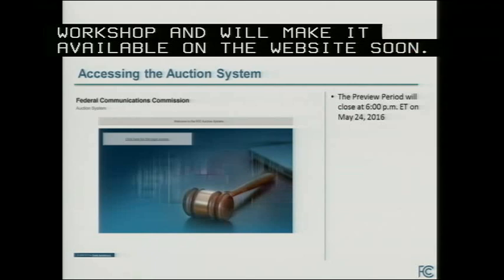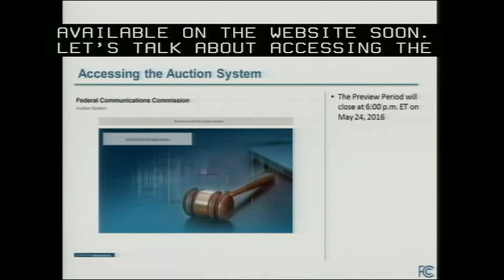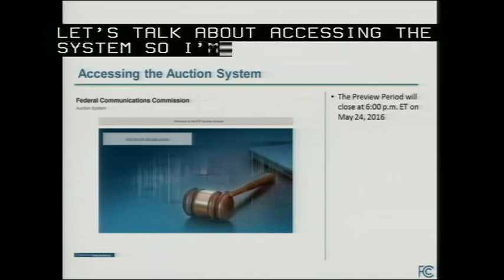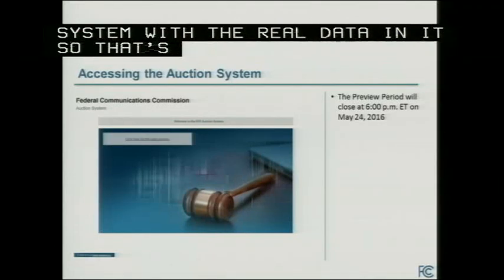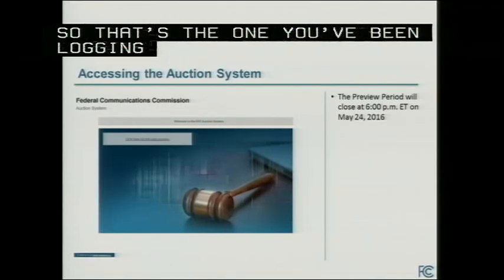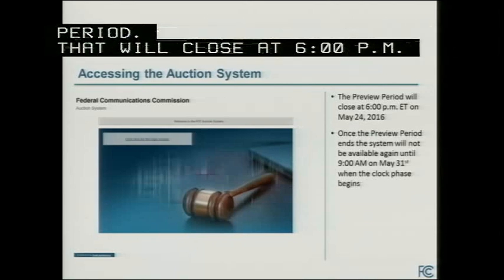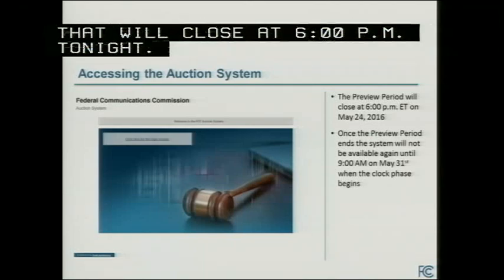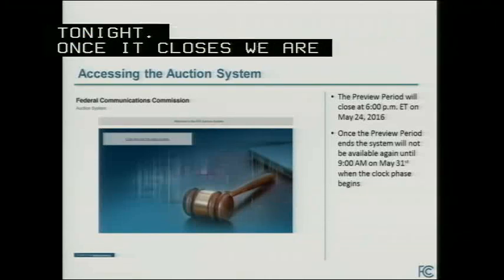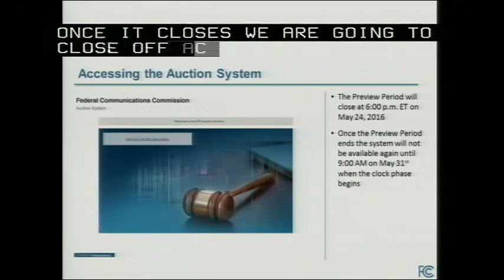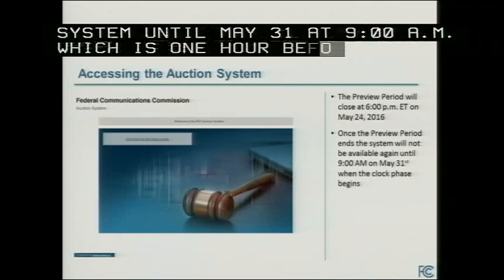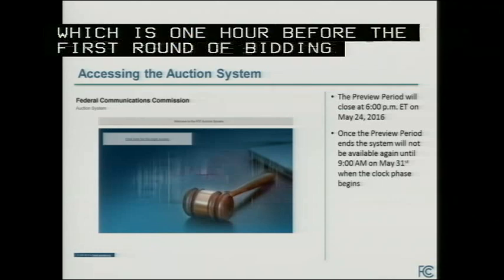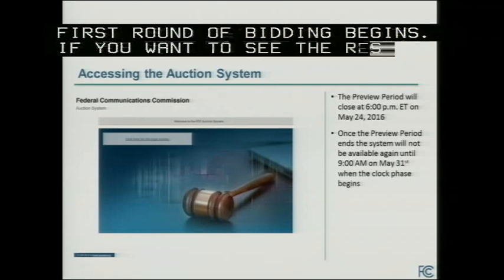Let's talk about accessing the system. So I'm going to talk about accessing the auction system with the real data in it. So that's the one that you've been logging into for the preview period. That preview period will close at 6 p.m. tonight. Once it closes, we are going to close off access to the auction system until May 31st at 9 a.m., which is 1 hour before the first round of bidding begins. So if you want to see the results from your initial commitment and you don't want to wait till May 31st at 9 a.m., please log in before 6 p.m. tonight.